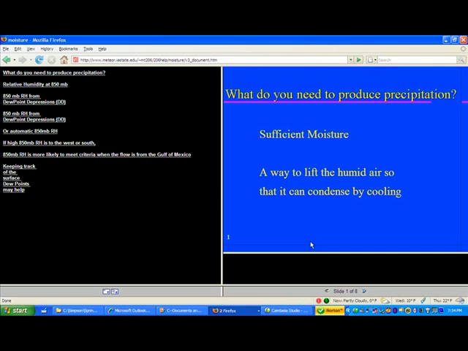What do you need to produce precipitation? We've talked about this in class. You need really two mechanisms: sufficient moisture and a way to lift the air. And right now, at least in this particular module, we're talking about sufficient moisture. So let's go to the next slide.